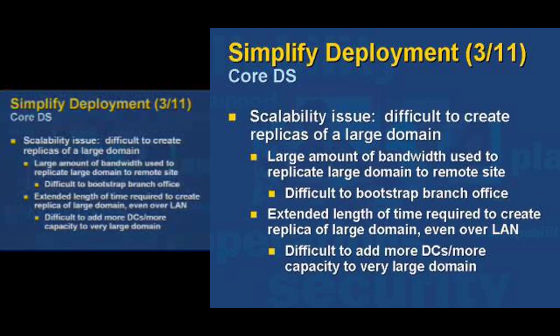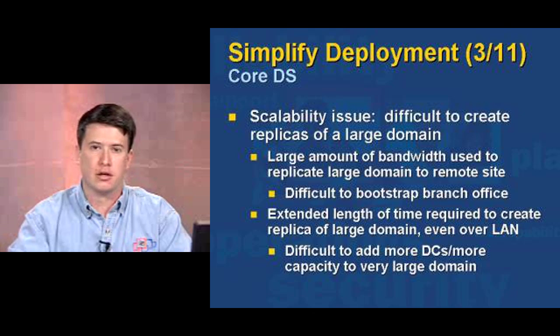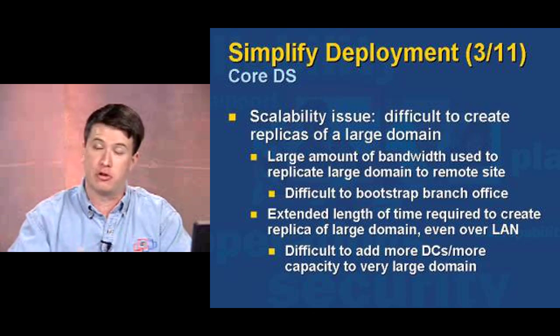Our second scalability issue, which you're probably familiar with. Say you're bootstrapping those branch offices or those remote sites. You want to put a domain controller down there. You have a very thin pipe that reaches down into that site, maybe 64K, maybe less than that. It could take a long time to build a large domain controller using DC Promo across that link.